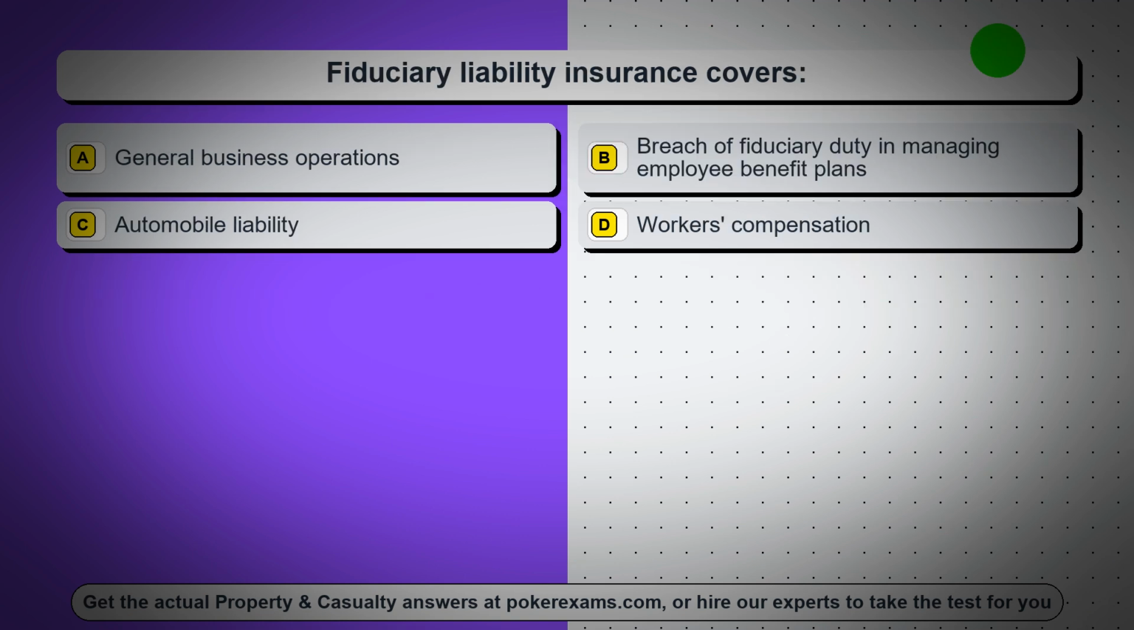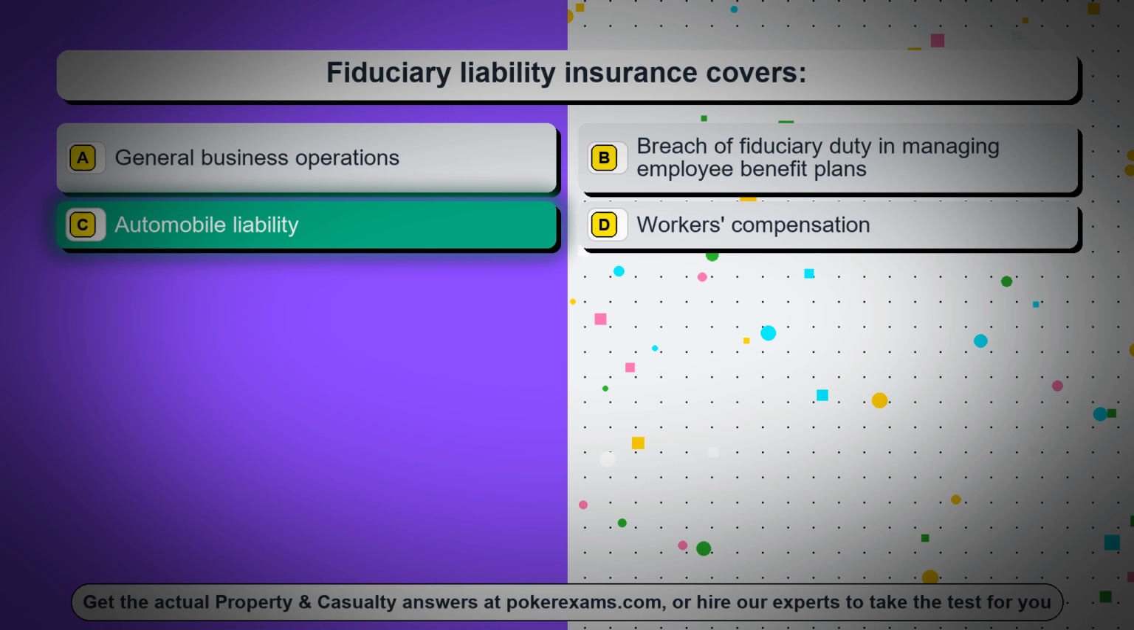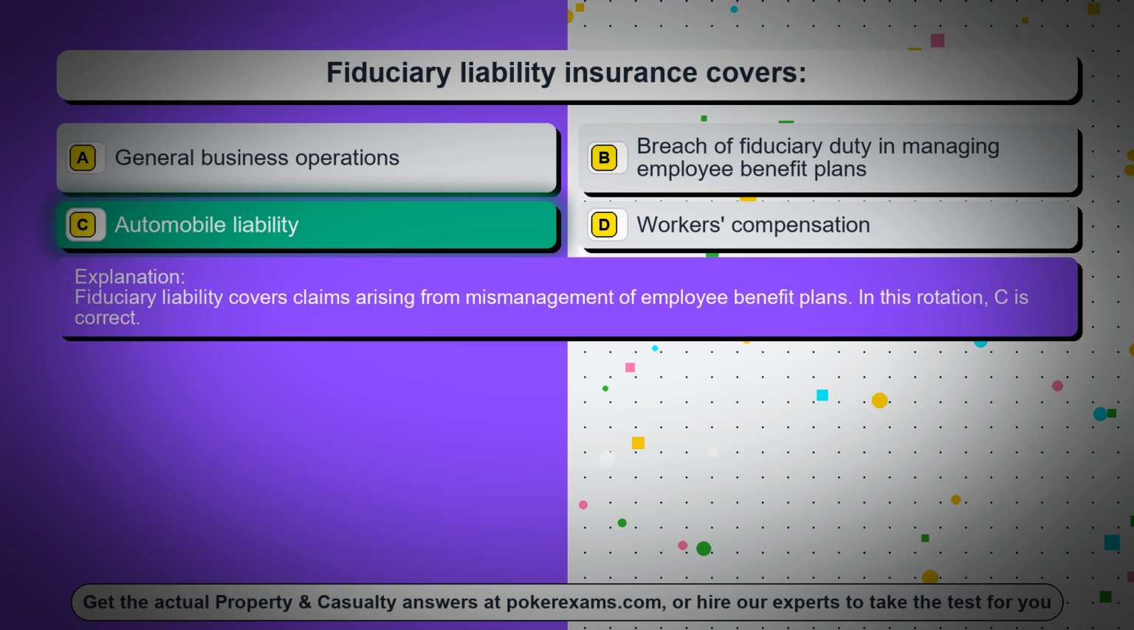Question 31. Fiduciary liability insurance covers: Option A, general business operations. Option B, breach of fiduciary duty in managing employee benefit plans. Option C, automobile liability. Option D, workers' compensation. The correct answer is option C, automobile liability. Fiduciary liability covers claims arising from mismanagement of employee benefit plans. In this rotation, C is correct.